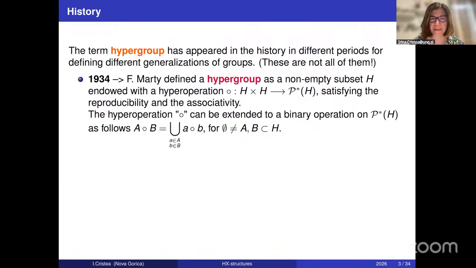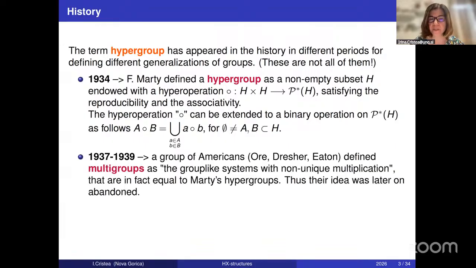So we know already, after so many presentations yesterday and today, what a hypergroup is: the one that was introduced by Marty in 34. Then between 33 and 39, a group of Americans, Orr, Drescher, and Eaton, defined multigroups. So not hyper, but multi, as group-like systems with non-unique multiplication that are in fact equal to Marty's hypergroup.